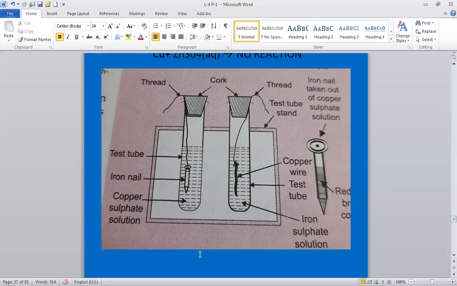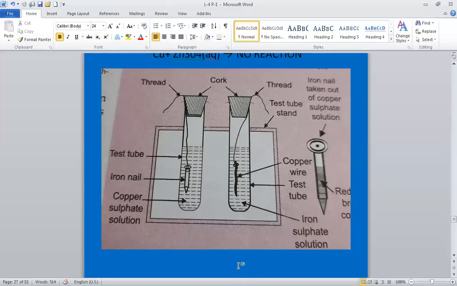After 1 or 2 hours, what do we see? The color of the copper sulfate solution changes from blue to pale green. This solution is copper sulfate solution. These are iron nails, and the color of the solution is blue. But after an hour or two, this blue color turns into pale green, and a reddish brown deposit of copper is formed on the surface of the iron nails. This is the deposit of copper on the iron nail. So this shows that iron is more reactive than copper.